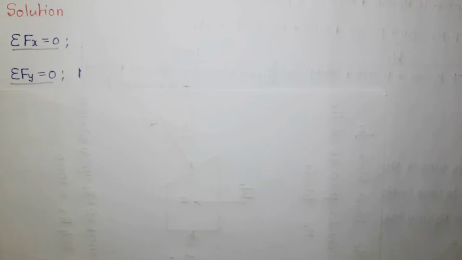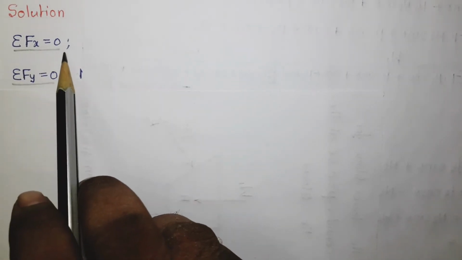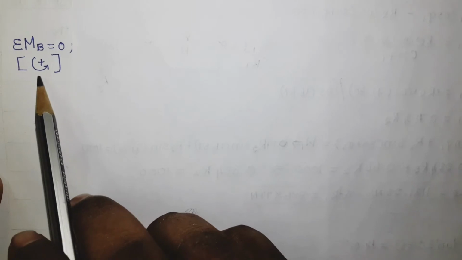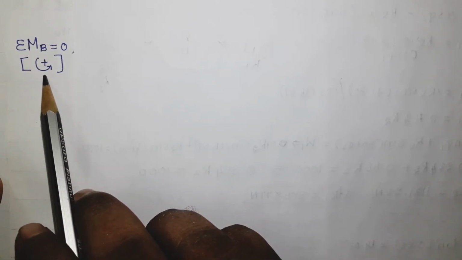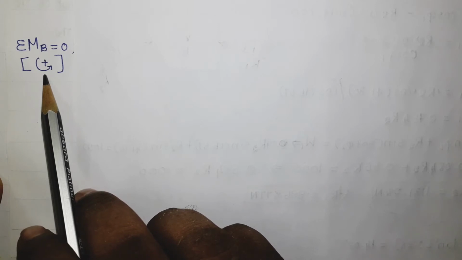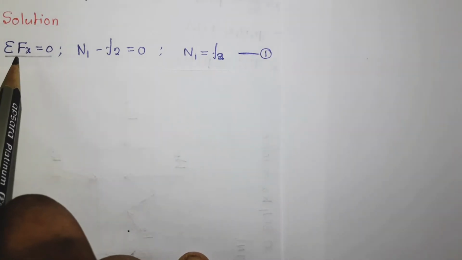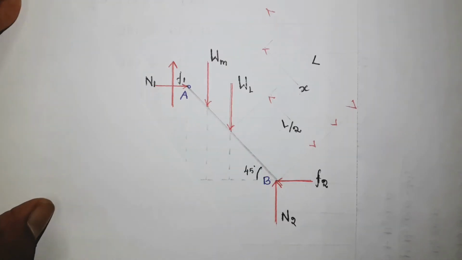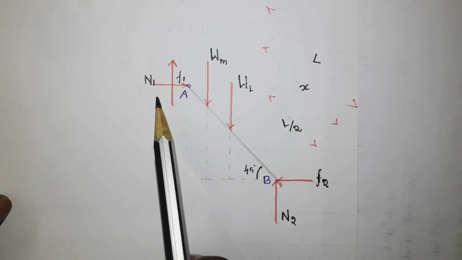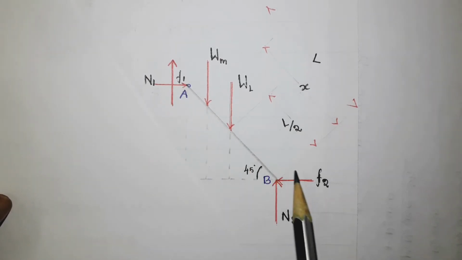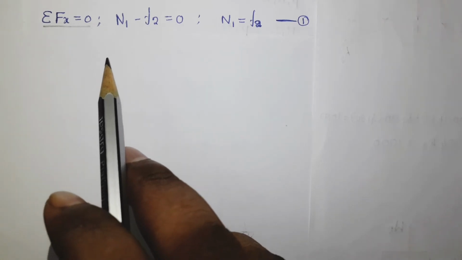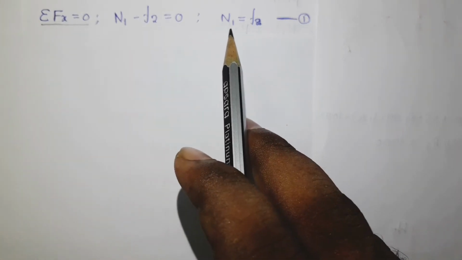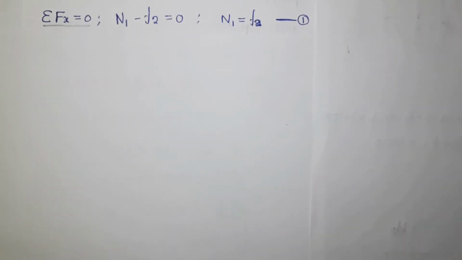We are going to solve this problem. Let us take that this ladder is a rigid body. When it is a rigid body, there are three equilibrium equations. One is summation of F of x equal to 0, another one is summation of F of y equal to 0. Then next one is summation of moment about any point equal to 0. Here I am going to consider the point B, and moreover the anti-clockwise moment is taken as positive. Now let us apply the first equilibrium equation, summation of F of x equal to 0. Now if you consider this one, there are two horizontal forces. One is N1 which is positive, another one is F2 which is negative. Now let us apply into the F of x equation. So N1 minus F2 equal to 0, and from this N1 equal to F2. So this is the first equation.